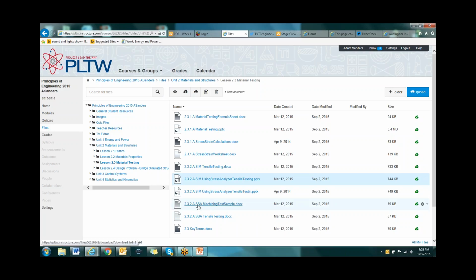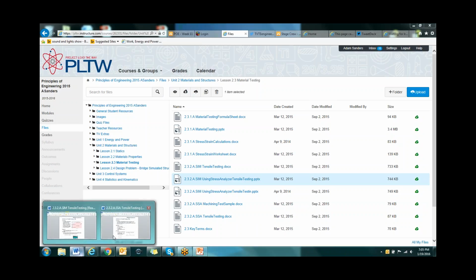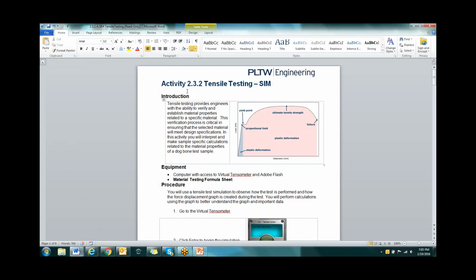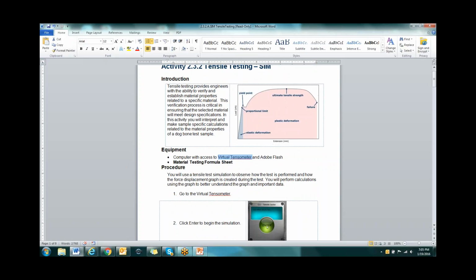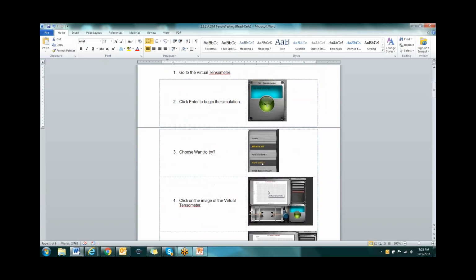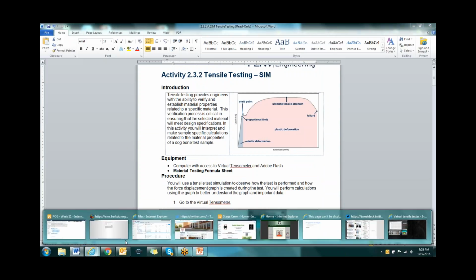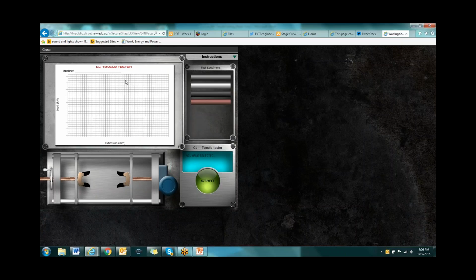So it would be this activity right here. So I'm going to open up this one right here, and we'll take a look at that. 2.3.2 goes through the simulation mode, and it's kind of nice if you need a quicker activity, if you don't have time to build the dog bones and actually break them, or if you don't have the machine. There's an application online that you can go to, which is the virtual tensile tester, which they list here somewhere. You can download it, but all I do is go onto Google and type in virtual tensile tester, and it pops up.